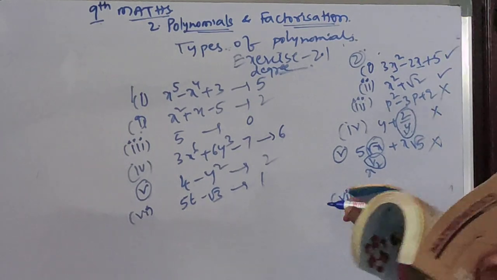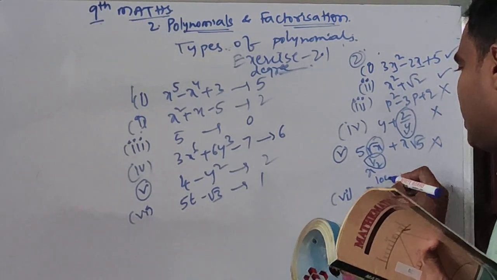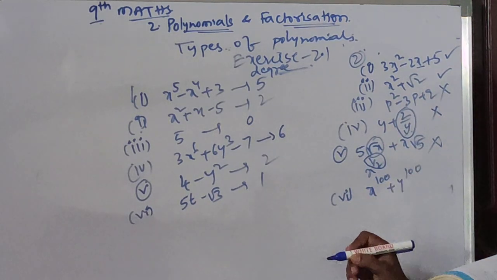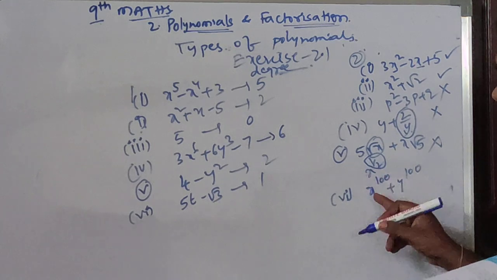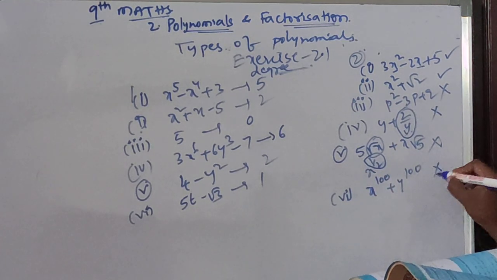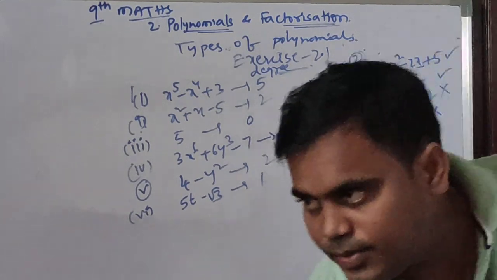Next, x power 100 plus y power 100. So this is a polynomial, but it is not in a single variable. Here the variables are x and y, so it is not a polynomial in single variable. Okay. Next, third question.